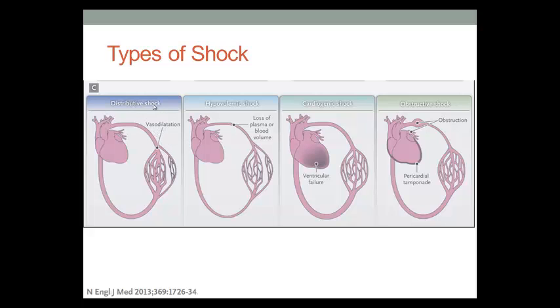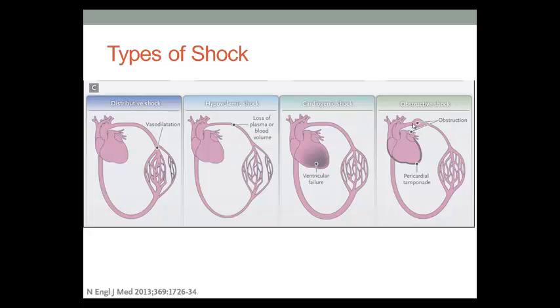Obviously, distributive shock, of which sepsis is a part, you have a decrease in your SVR, and that's one of the main reasons. Inappropriate vasodilation in the setting of low blood pressure. Hypovolemic, obviously lack of blood volume, and so decreased preload to the heart, causing that hypotension and decreased organ perfusion. Cardiogenic shock, obviously LV failure or RV failure.